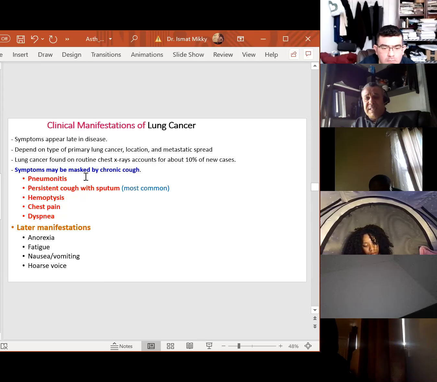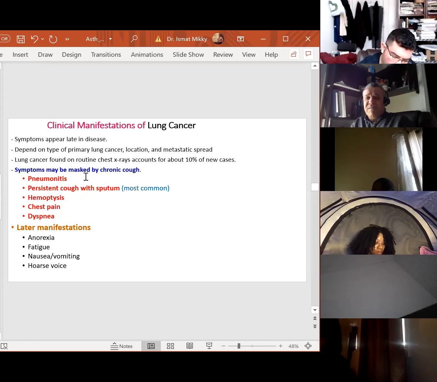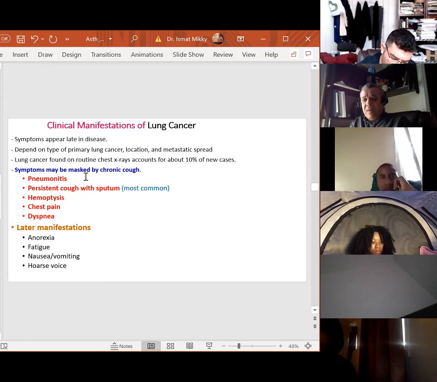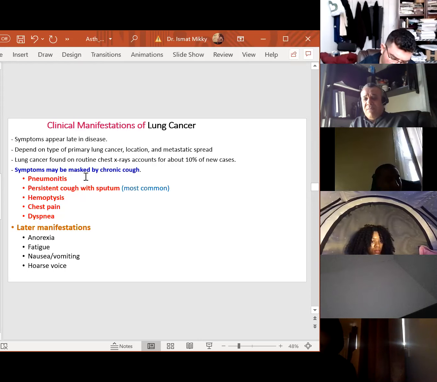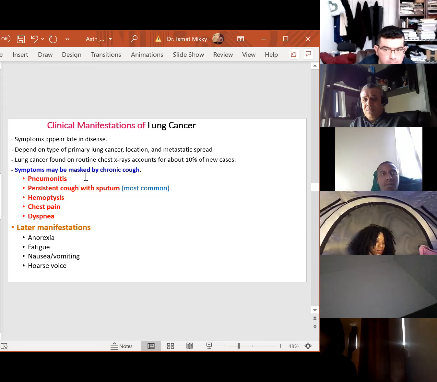But the pneumonitis is persistent secretions from the pneumonia that would result from the obstructed bronchi, and that would be one of the earliest manifestations of lung cancer. Most common also with lung cancer is persistent cough with sputum, and sometimes palpable lymph nodes would be noted in the neck and the axillary lymph nodes, around the neck too.